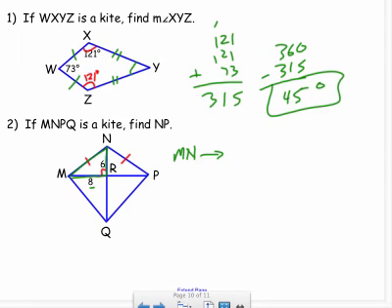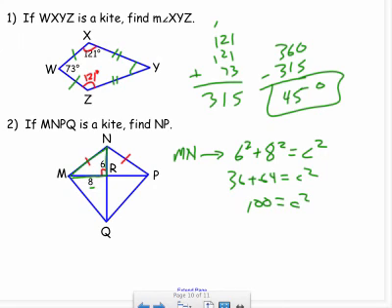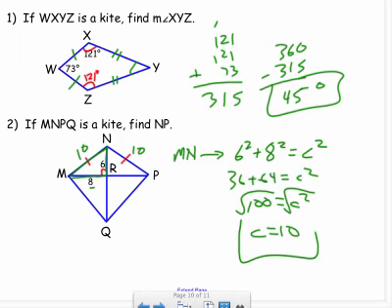I can use 6 squared plus 8 squared equals C squared, right? A squared plus B squared equals C squared. So we got 36 plus 64. This is kind of our convenient one because those add up to 100. And we take the square root. So I know C is 10. So that MN is 10, which means NP also has to be 10. So there we go. I know that it is 10 units.